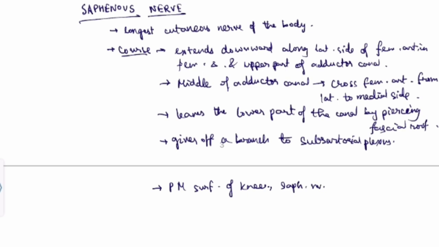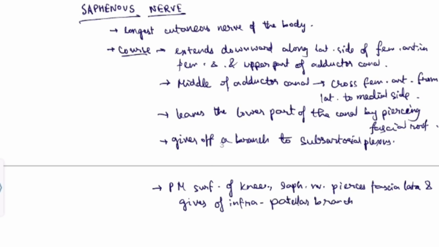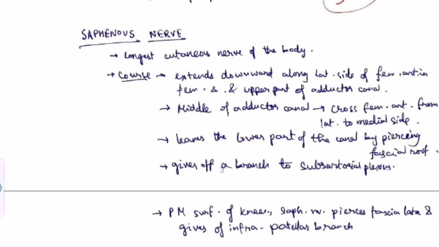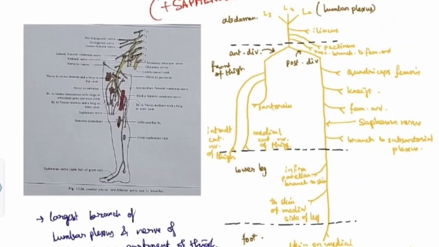The saphenous nerve pierces the fascia lata and gives off the infrapatellar branch. Since this is a discussion about a nerve within a bigger nerve, I'm discussing the saphenous nerve within my femoral nerve, so I'm discussing it in a compressed manner. I'm discussing the branches along with the course. I hope you can correlate. I'll definitely go to the diagram. So, on the posteromedial surface of the knee, the saphenous nerve pierces the fascia lata and gives off an infrapatellar branch to the skin.